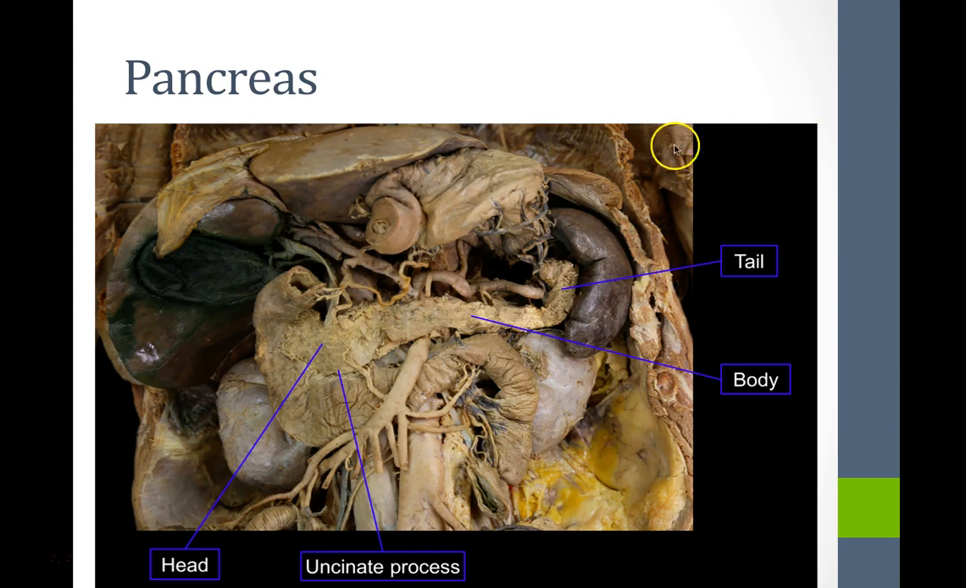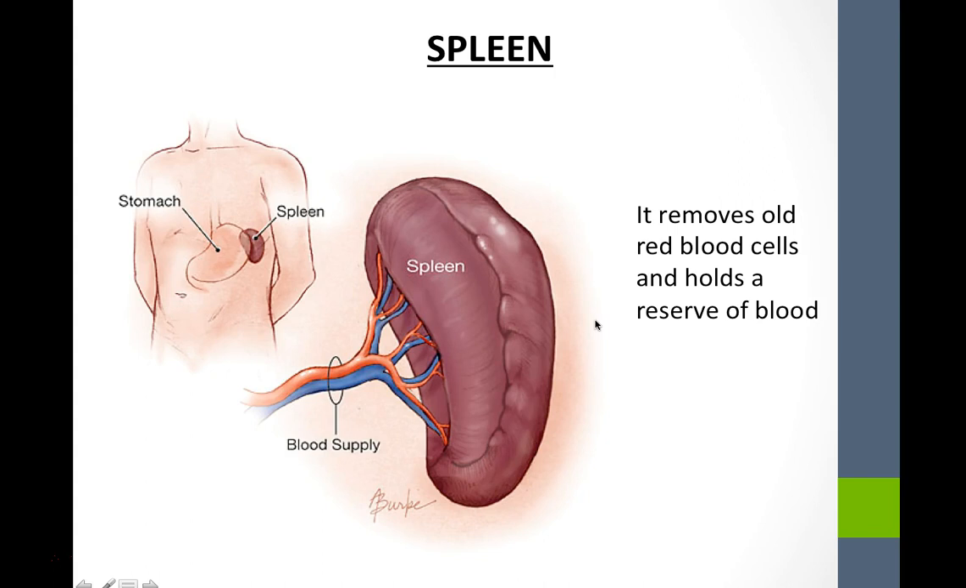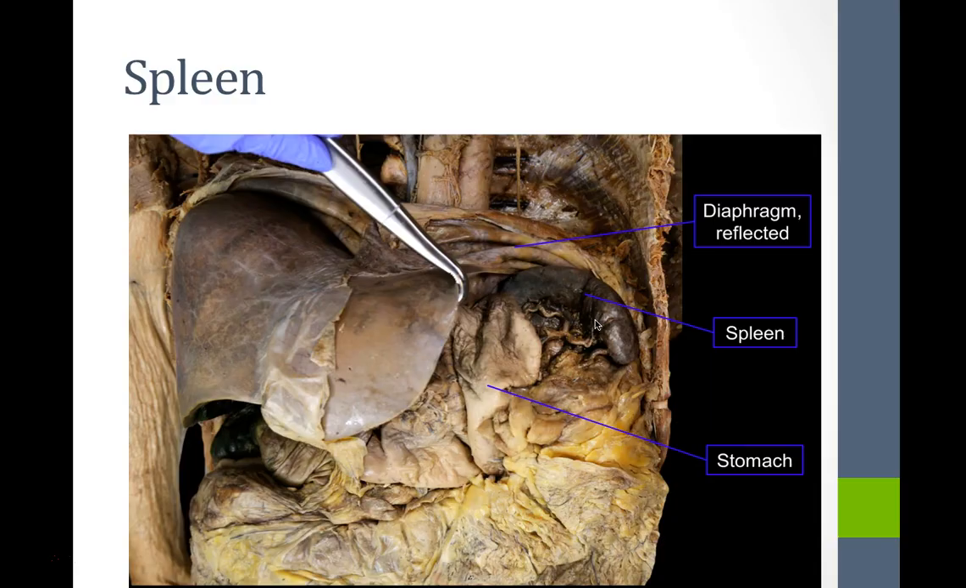So here's a cadaveric image of that. Here is our duodenum, and then the head of the pancreas is here. This would be the body, and then the tail at this lateral portion. And here is our spleen in that left upper quadrant. So just a quick note on the spleen, although we'll discuss its many functions, but one of its main roles is it's going to remove old red blood cells and hold a reserve of blood for us. And just another view of that spleen in the left upper quadrant.